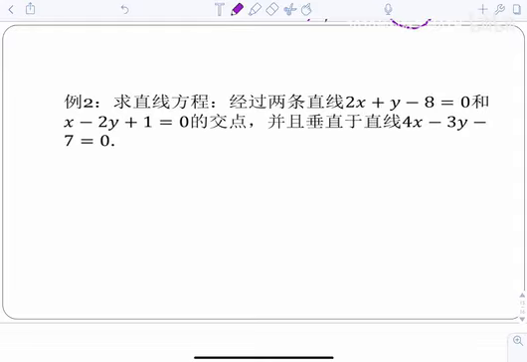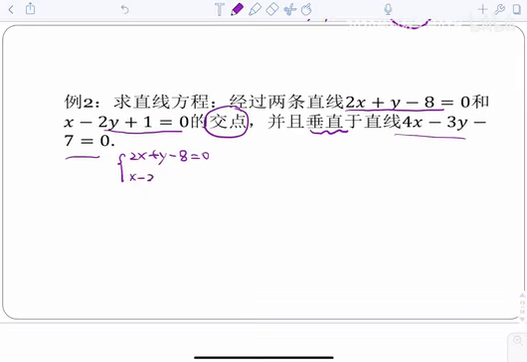He wants to know the equation of the straight line. So this straight line passes the common point of these two lines. He says it passes the common point of these two lines and is perpendicular, 垂直于, to this line. So first we should get the common point. So this means we get the solution of these equations.